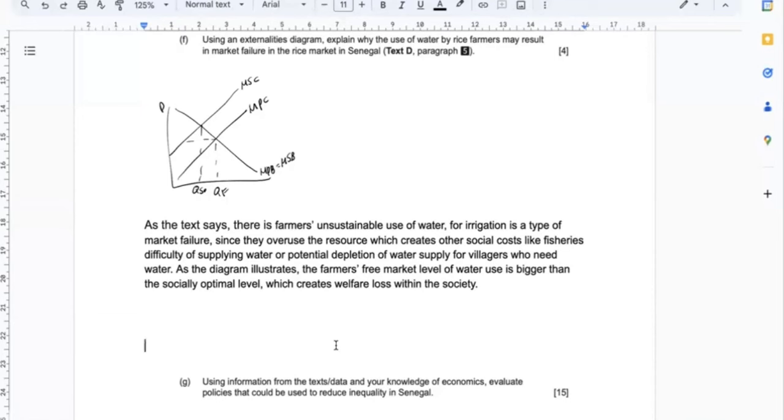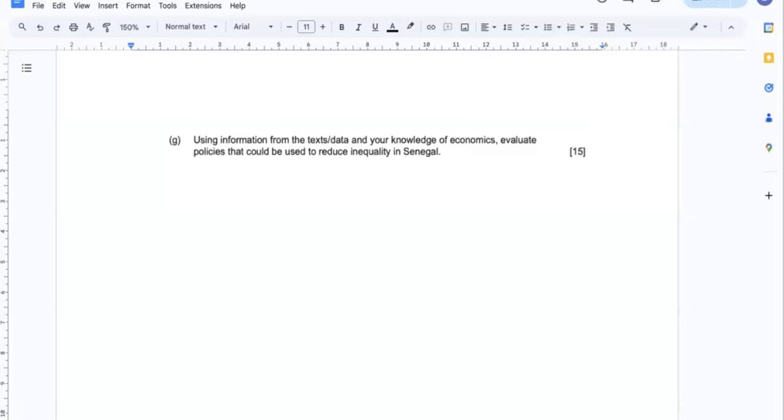So as the diagram illustrates, the farmers' free market level of water use is bigger. It is being overused compared to the socially optimal level. So it is creating welfare loss within the society.